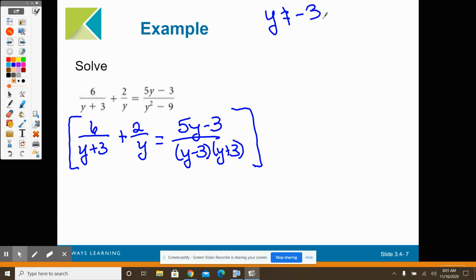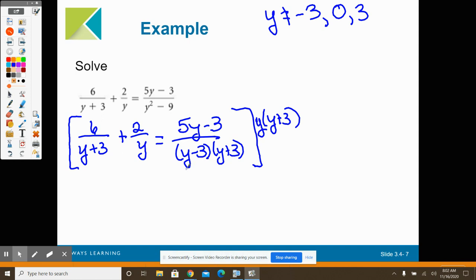This one, it can't equal 0, or I'd throw that out. And here, it can't equal positive 3 either. So these are the answers that would give me extraneous solutions. So what am I going to multiply to get rid of the y plus 3? Well, I'm going to multiply by y plus 3. That will get rid of this first one. Now, what can I multiply by to get rid of the y? I'm going to multiply just by y.